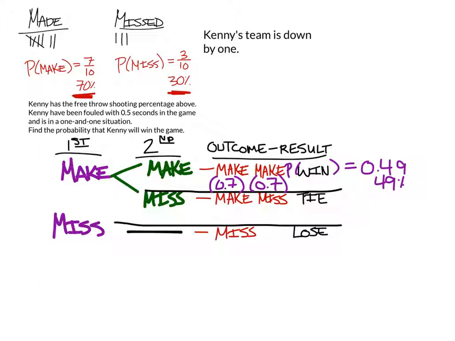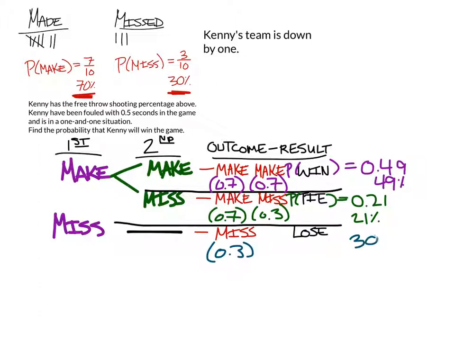When we look at the probability that Kenny will make the first one, which is 70%, and then miss the second one, which is 30%, the probability of tying would be 0.7 times 0.3, which is 0.21, or 21%. The probability of losing right here, let's find a good appropriate color like gray, is the probability of missing, which is 0.3, or 30%.